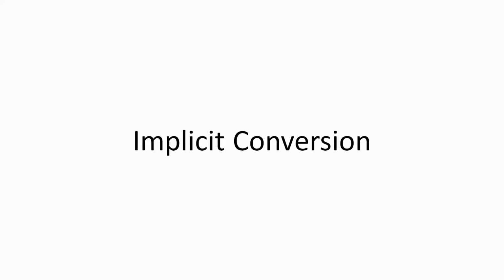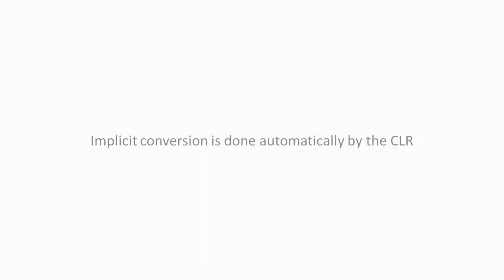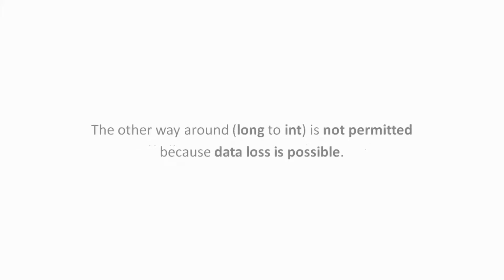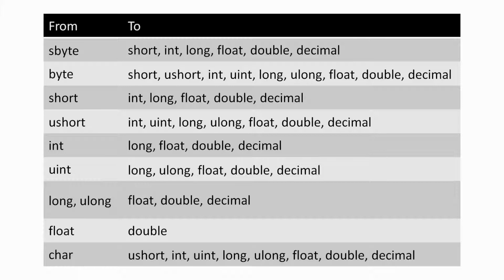Implicit conversion. Implicit conversion can be made automatically by the CLR as long as no information is lost during the cast. Implicit conversion allows loss of precision. Widening conversions are allowed, that is, going from a smaller data type to a larger data type. For instance, casting an int to a long. The other way around, a long to an int, is not permitted because loss of data is possible. The following table shows the widening conversions that are allowed.